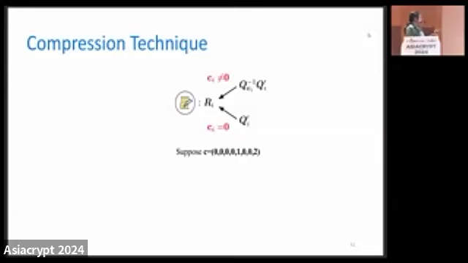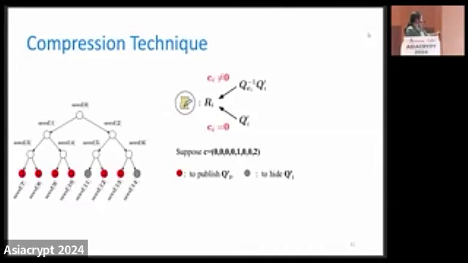Now I will explain the compression technique with a small example. Suppose our challenge value is this one. Then we have to publish the seeds of the corresponding red nodes, and we have to hide the gray nodes, corresponding to non-zero values. We want to publish the ephemeral keys corresponding to the red nodes, and we want to hide the ephemeral key corresponding to a gray node. Instead of publishing that ephemeral key, we will publish the secret related information corresponding to this gray node.